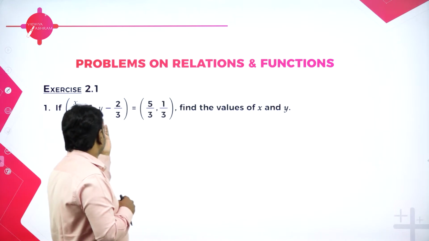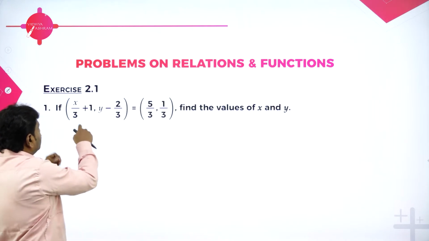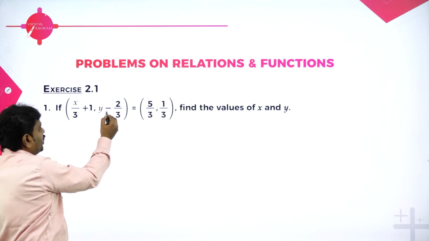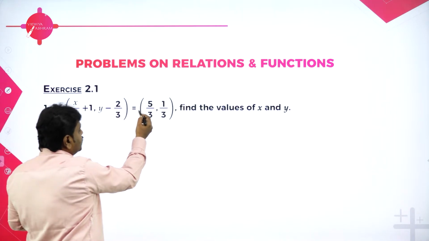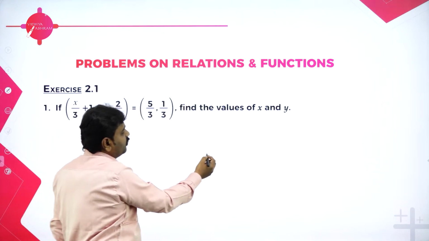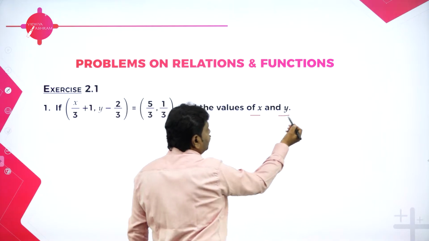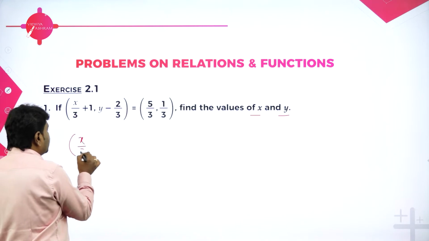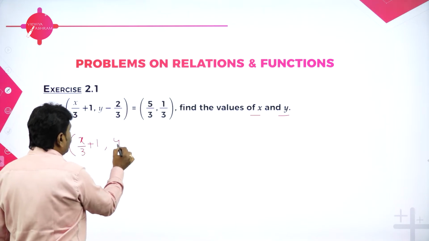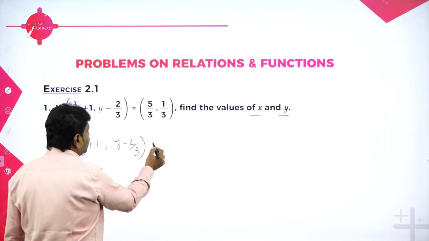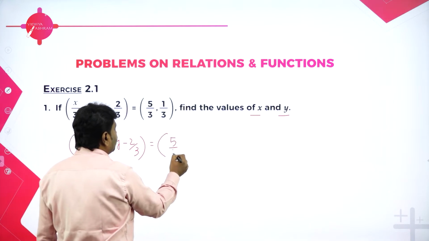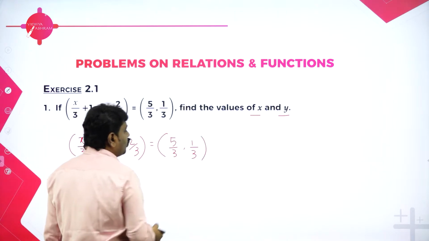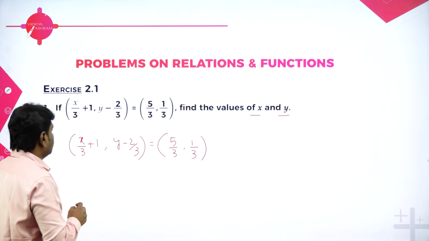The second. Here the first problem they gave: the ordered pair (x/3 + 1, y - 2/3) is equal to (5/3, 1/3). Find the value of x and y. They wanted to find x and y. So remember, if two ordered pairs are equal, here they told (x/3 + 1, y - 2/3). This is one ordered pair. It is equal to what? The second ordered pair (5/3, 1/3). If two ordered pairs are equal, then the corresponding elements are equal.